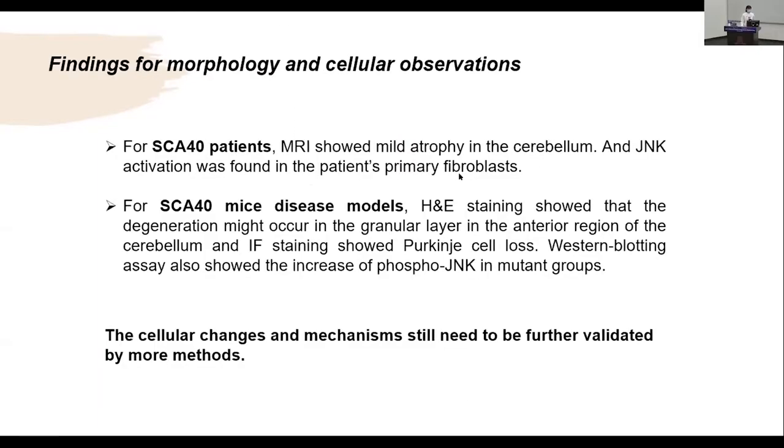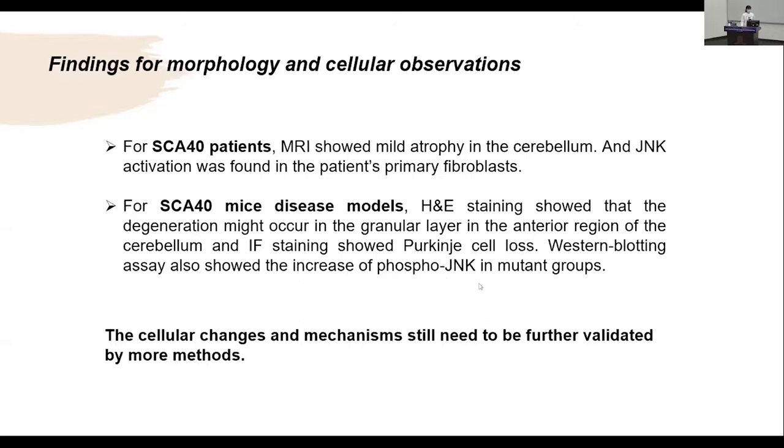From the papers, we know that for SCA40 patients, MRI showed mild atrophy in the cerebellum, and JNK activation was found in the patients' primary fibroblasts. And from the above experimental results, we know that in the SCA40 mouse disease models, H&E staining showed the degeneration might occur in the granular layer in the anterior region of the cerebellum, and immunofluorescence staining showed Purkinje cell loss. Western blotting assay also showed the increase of phosphorylated JNK in mutant groups.